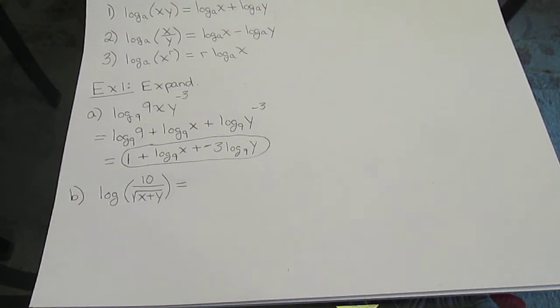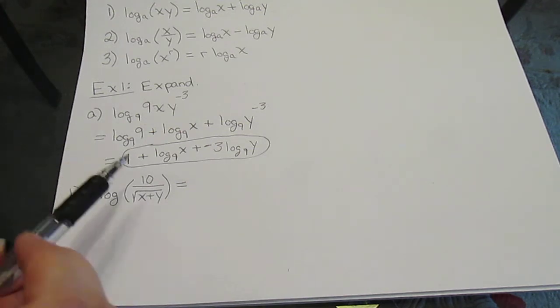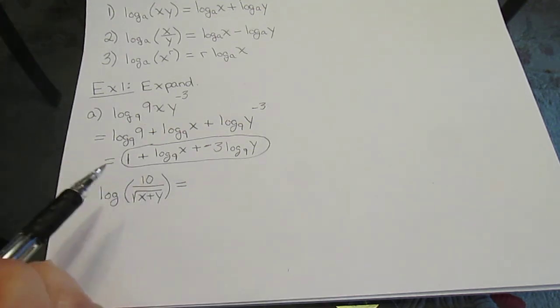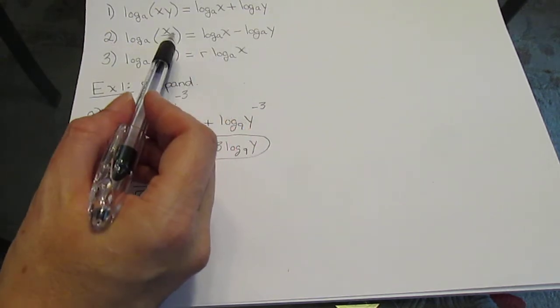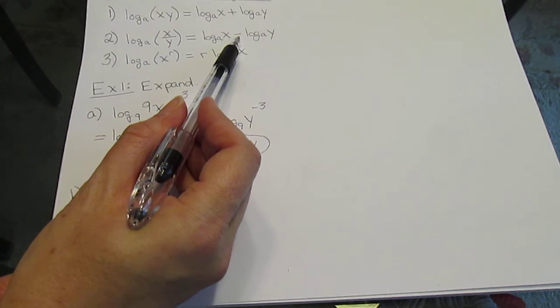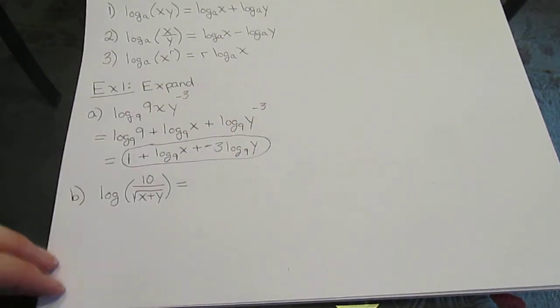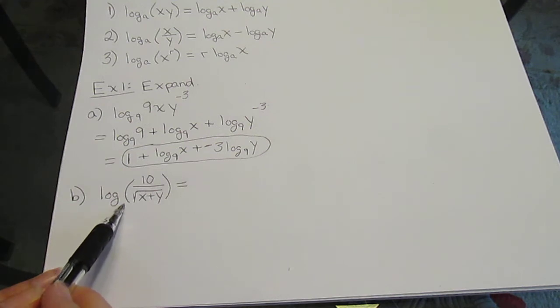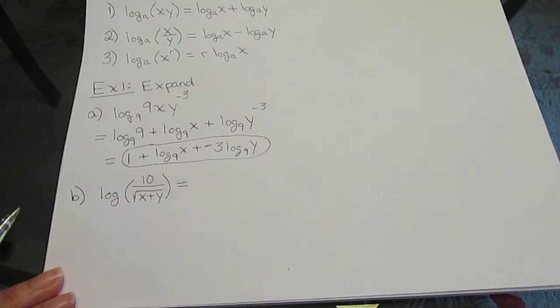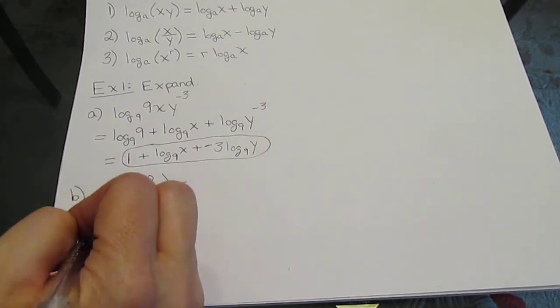Again, we want to break them apart. I see that we've got division in this one, so this one we're going to use the second property here, and we're going to break it up using subtraction. What is the base? Well, there's no base written. Remember, that means that it's base 10. It's just nice to keep in mind when we're finishing this problem up.